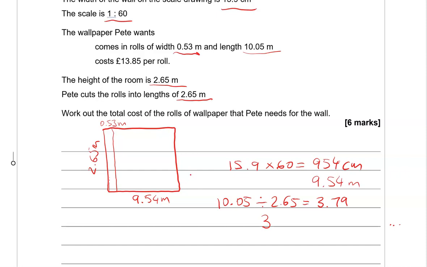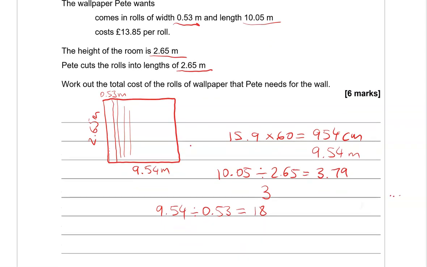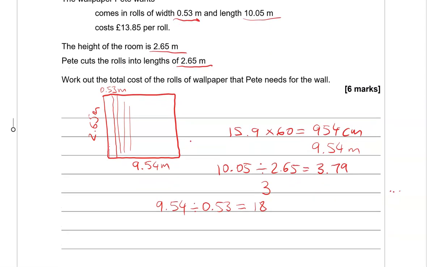But how many are there in total? So we're going to have to divide 9.54 by 0.53, and that gives us 18. So 18 widths in total. One roll covers 3 of them. So how many rolls are needed? 18 divided by 3 gives us 6. So 6 rolls are needed.